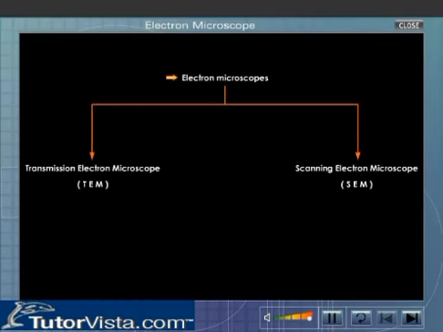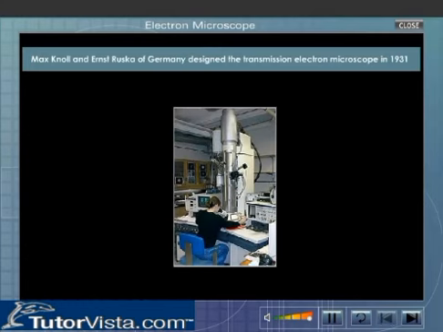Electron microscopes were developed to overcome the limitations of light microscopes. The electron microscopes are of two types, namely transmission electron microscope (TEM) and scanning electron microscope (SEM). Max Noll and Ernst Ruska of Germany designed the transmission electron microscope in 1931.